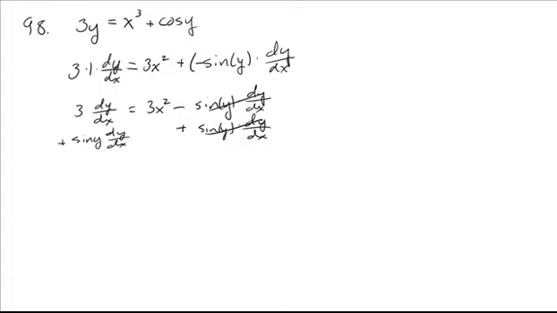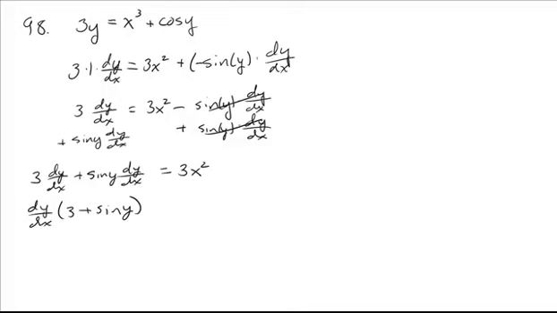And more importantly, on the left-hand side, we have 3 dy dx plus sine of y dy dx equals 3x squared. So now on the left-hand side, I can factor out the dy dx, essentially turning 2 of them into 1. Very common technique when you have to solve. You'll see it a lot when you're doing implicit differentiation. Last step is to divide by 3 plus sine of y.